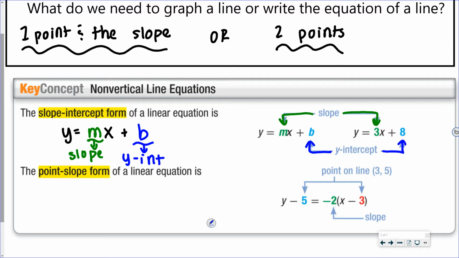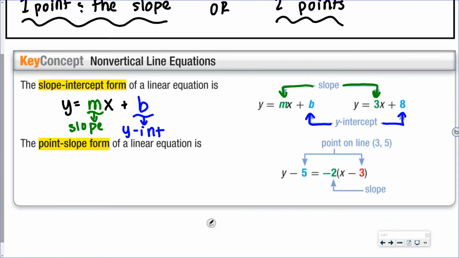Do you guys know why they use b for y-intercept? Want to know another fun fact? It's not as fun as slope. It doesn't come from a cool word, but it's still cool. It's still useless knowledge.